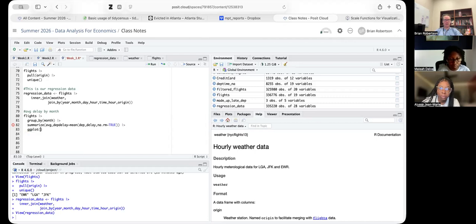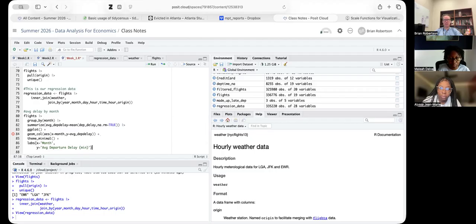So I'm going to pipe that into a ggplot. I'm going to do geom_col, and then aes, x equals month, y equals average dep delay. Theme minimal. Yep, because I like my stuff nice and clean. Labs, x equals month, y equals average departure delay. And I'm going to just put here minutes so we know.